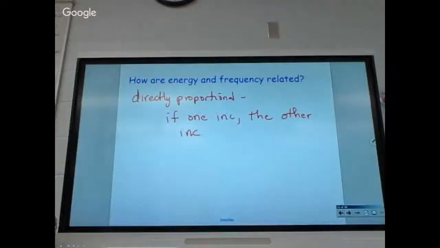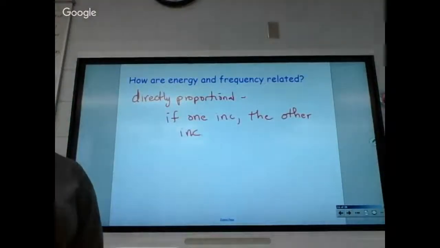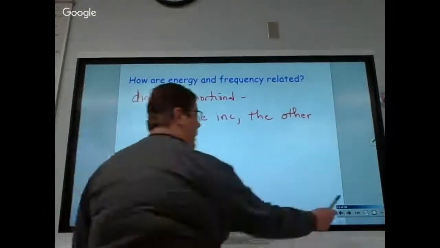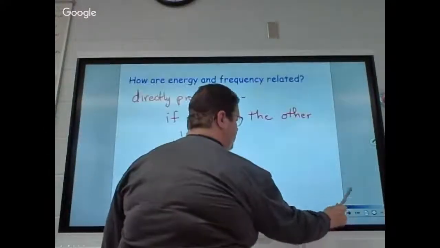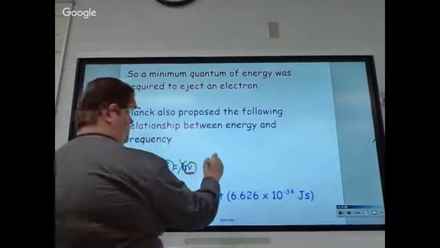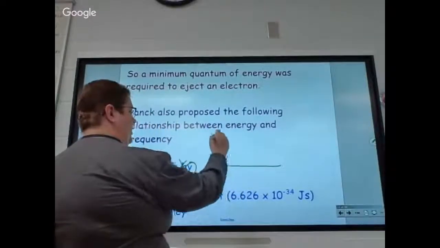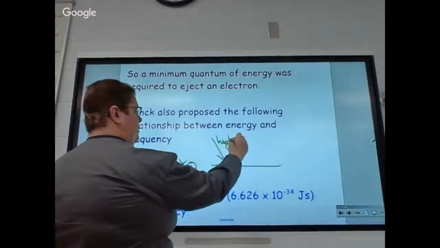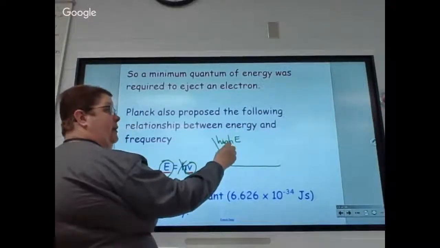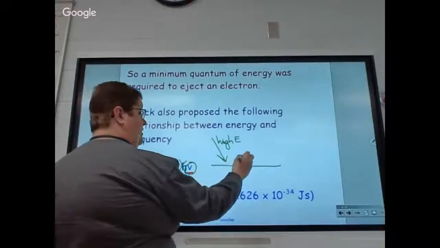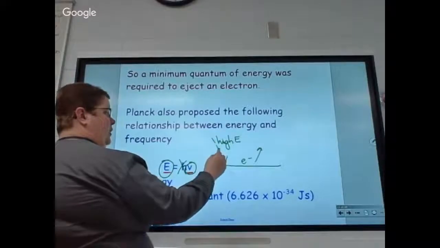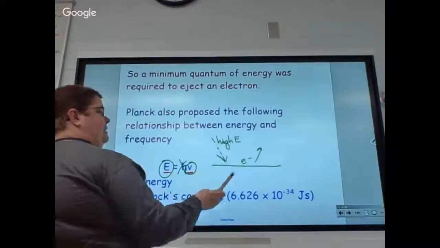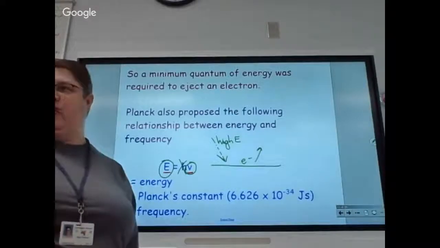So, how are energy and frequency related to each other? They're directly proportional. So if this is a high energy light, that means it has high what? Frequency. You have a better chance of this electron coming off. Does that make sense? If it's low energy light, it is less likely to emit the electron.